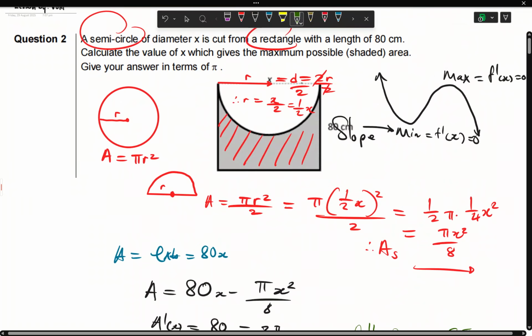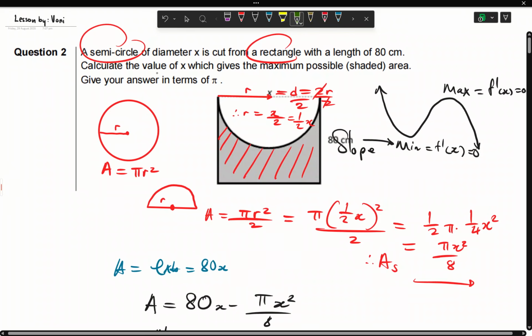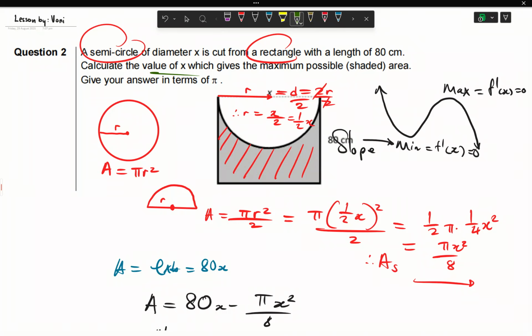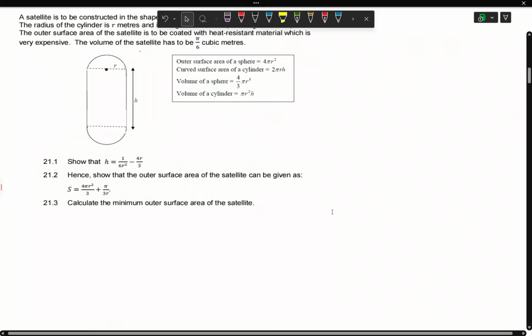So this is true that at x equals 320 all over pi, the shaded area is at maximum there. So this will be your answer. They were just looking for the value of x, not the maximum value there. So now let's take a look at the next question.